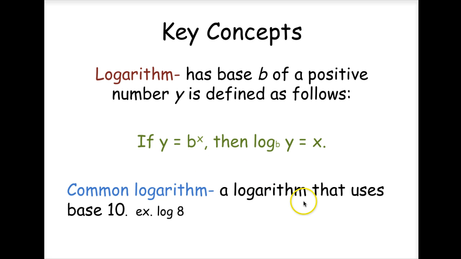A common logarithm uses base 10. So if there is no base written down, the common log would say that it has a base of 10. Just like square root, the index is assumed as 2. If it's not written down, if there's no base, it's assumed as a common log with base 10.